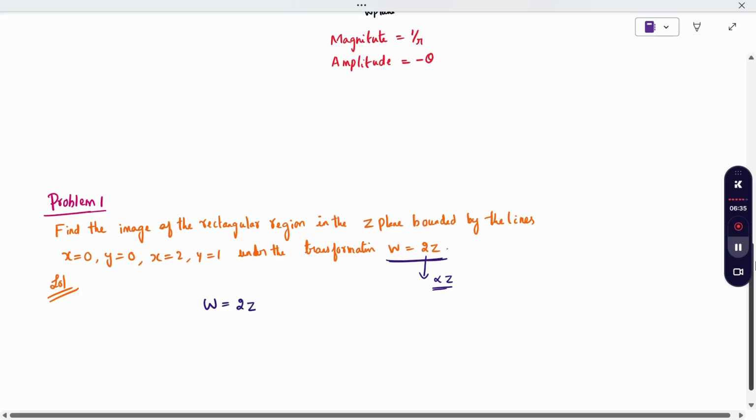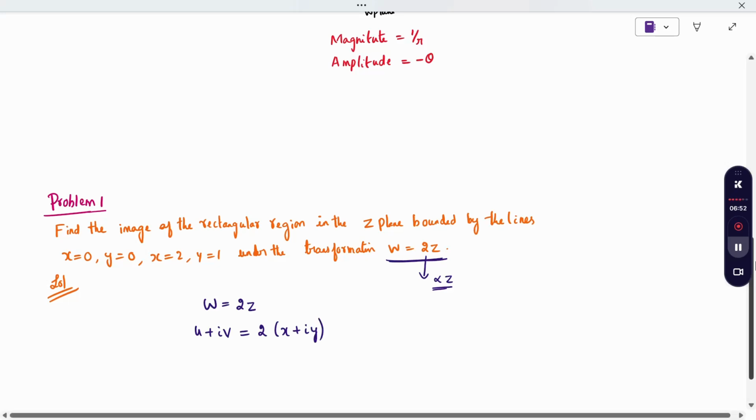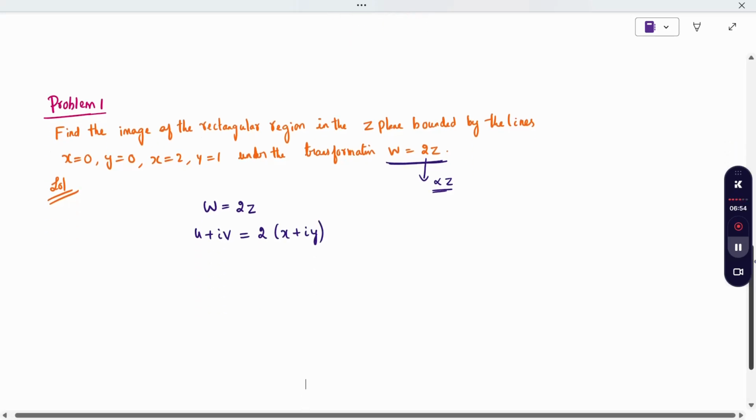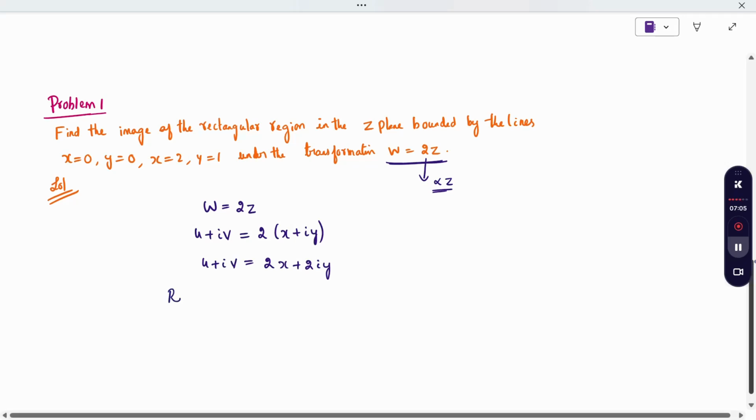We know that W is nothing but U plus IV. W plane is with respect to the x axis plus I into V on the y axis. In the same way, Z is nothing but x plus IY. So separate the terms so that you will get your U and V separately. Sometimes you may need to expand and apply a formula. Real part separate and imaginary part separate.